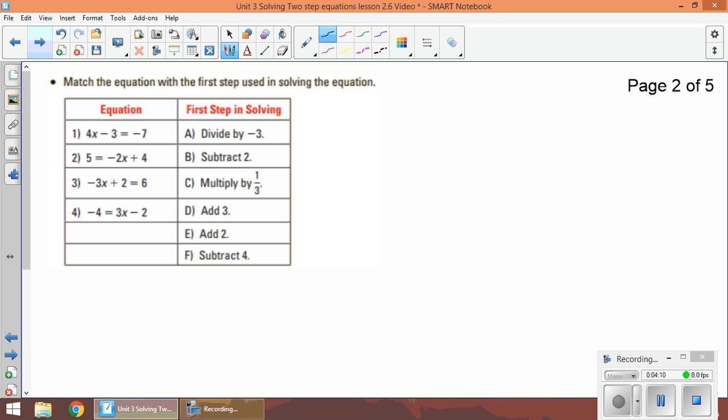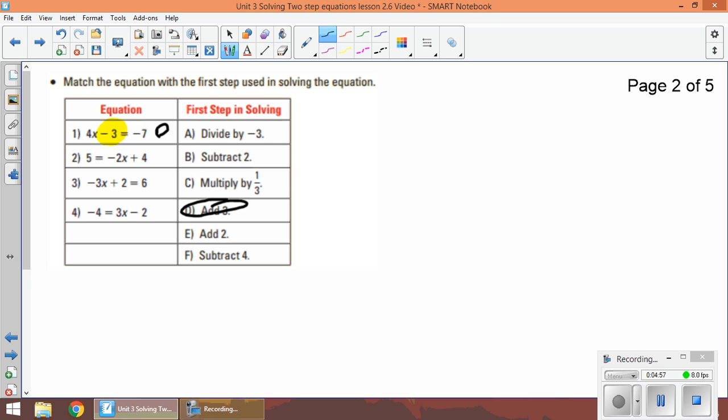In example number 2 here on page 2, what we're going to do is take a look at these 4 equations on the left, and we're going to decide which step we do first. So all you're going to do is match with your handout. So number 1, I see 4 times x minus 3. So we want to undo the addition and subtraction first. So we want to match the equation with the first step used in solving the equation. What's the inverse of subtracting 3? And hopefully you're saying letter D, adding 3.